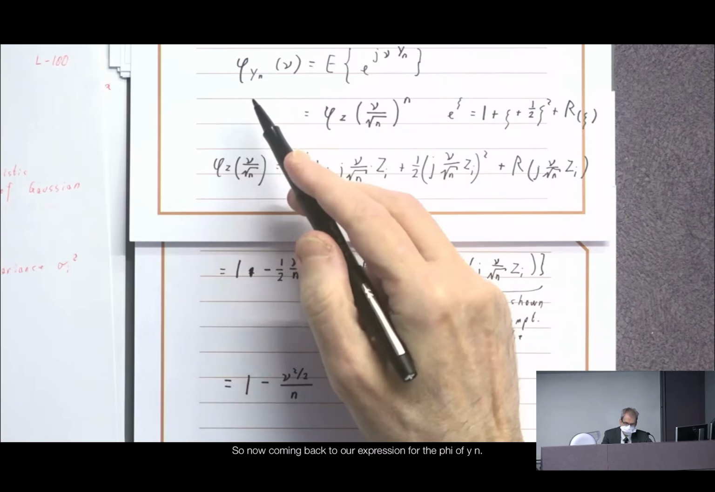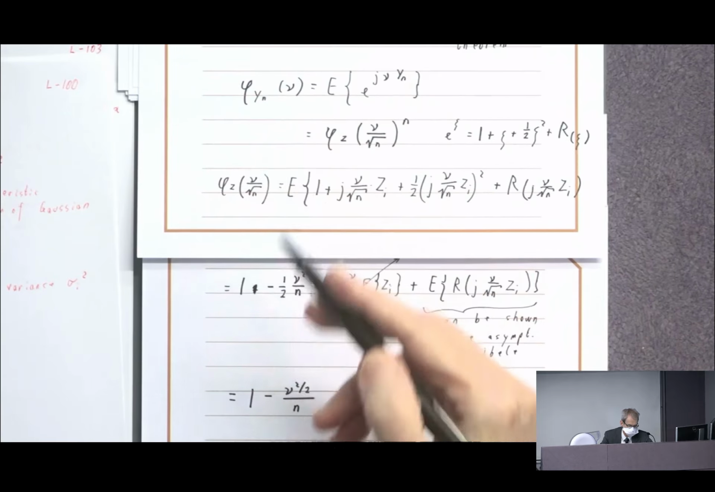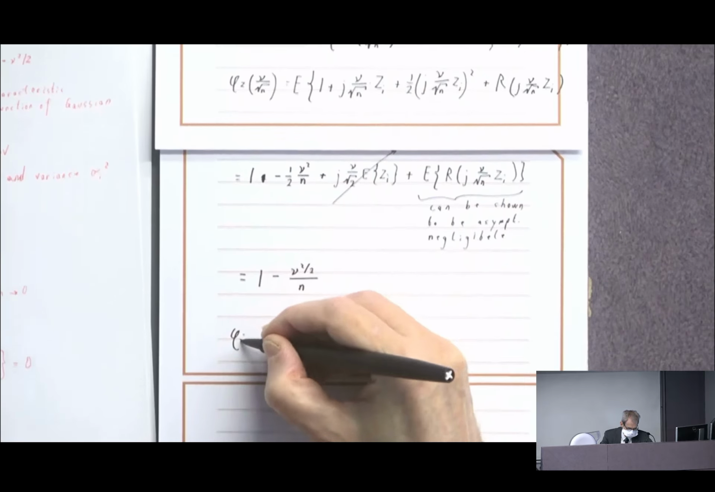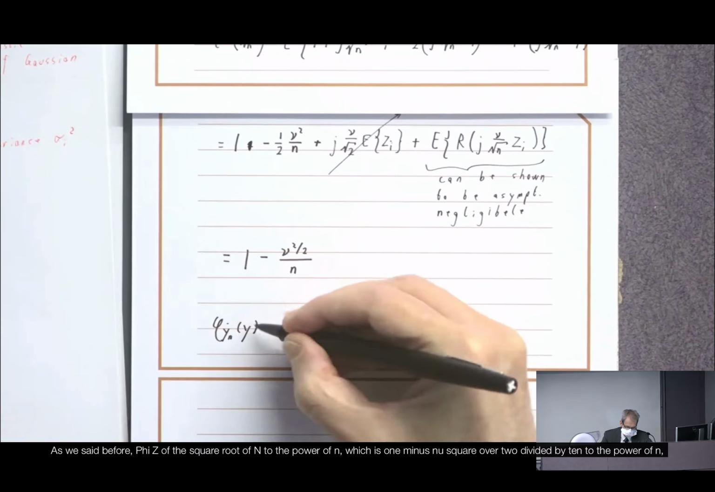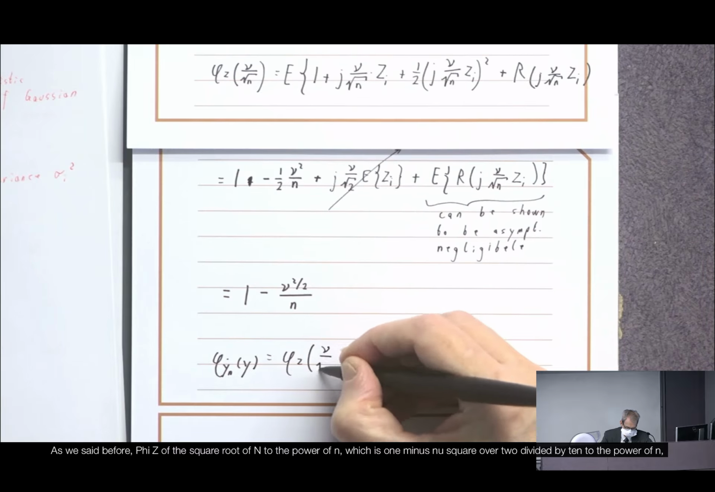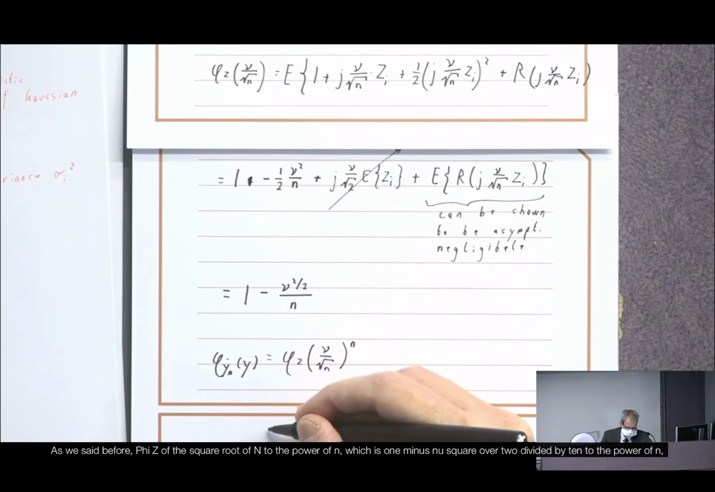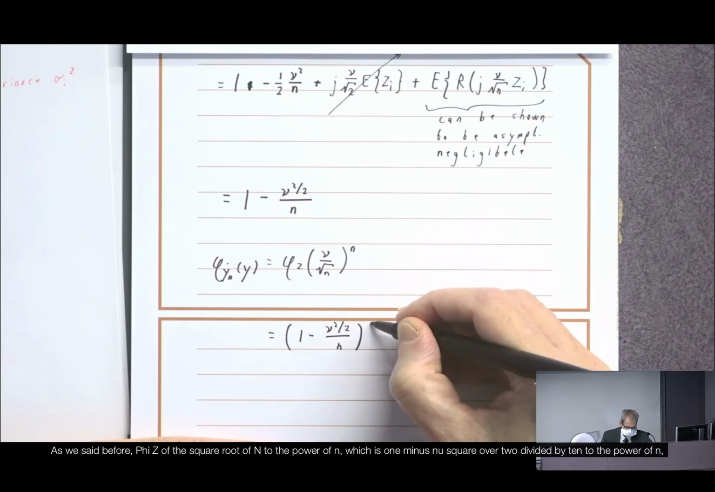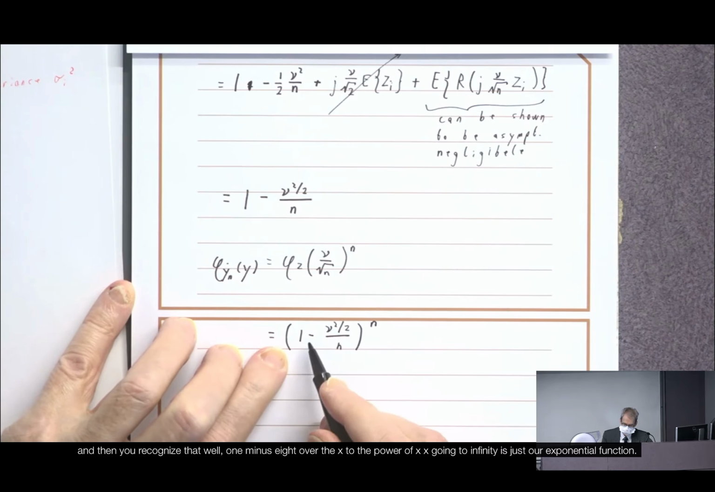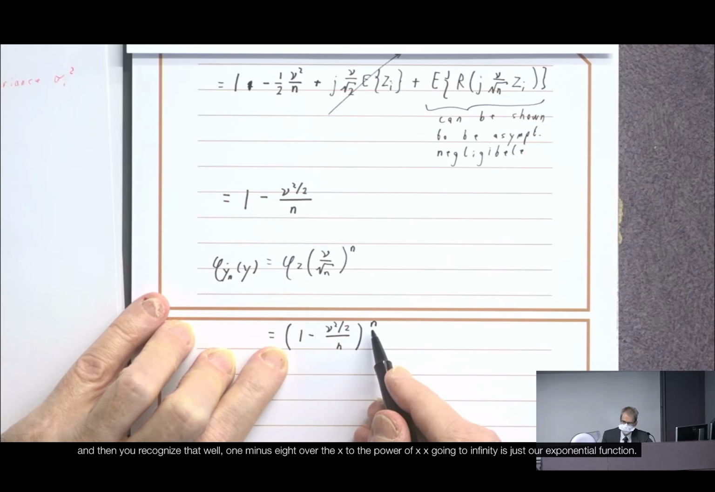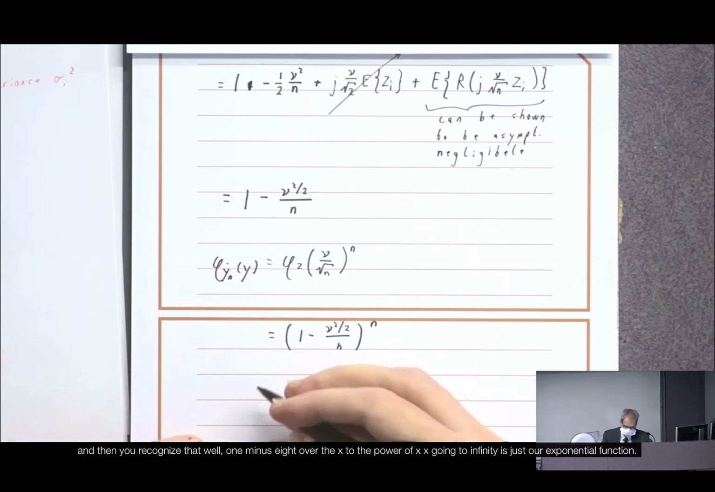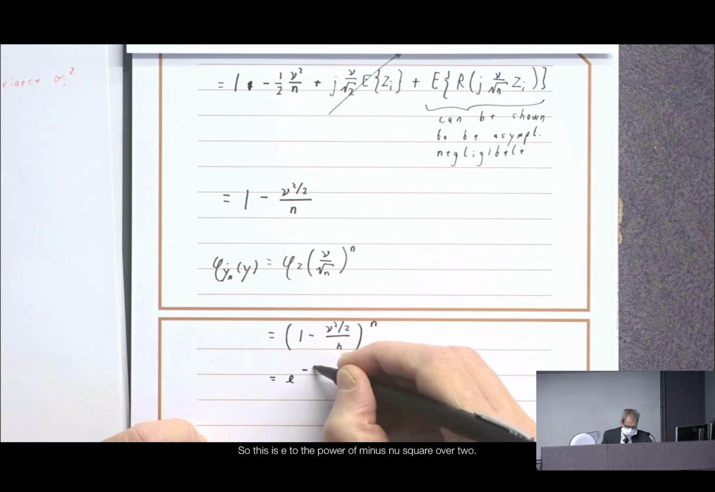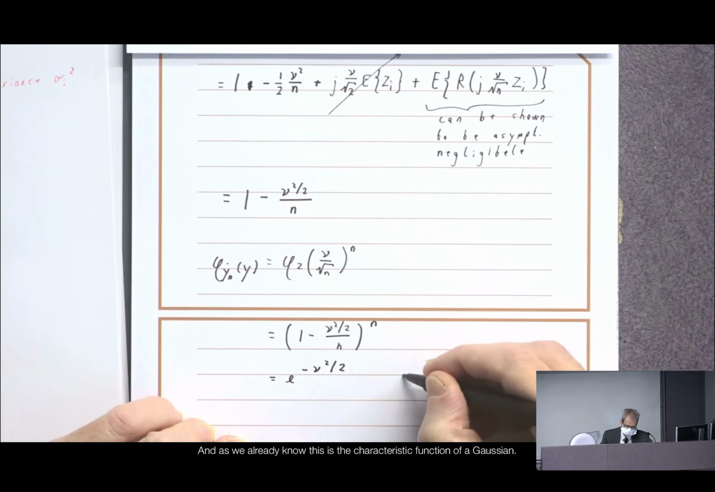So now coming back to our expression for Phi of Yn, this is, as we said before, Phi_Z of nu over the square root of n to the power of n, which is 1 minus nu squared over 2 divided by n, to the power of n. You recognize that 1 minus a over x, to the power of x, with x going to infinity, is just our exponential function. So this is e to the power of minus nu squared over 2, and as we already know, this is the characteristic function of a Gaussian.